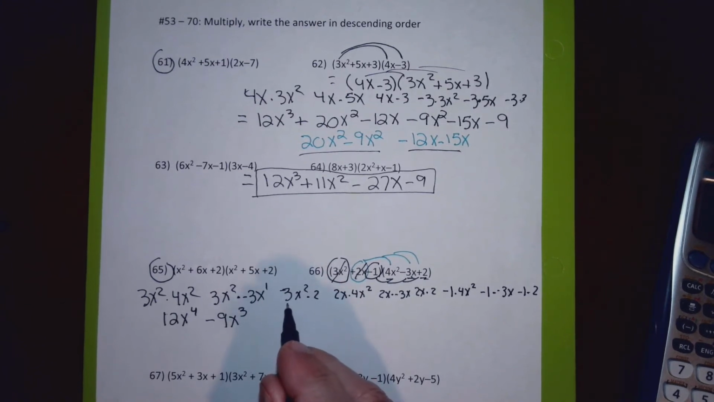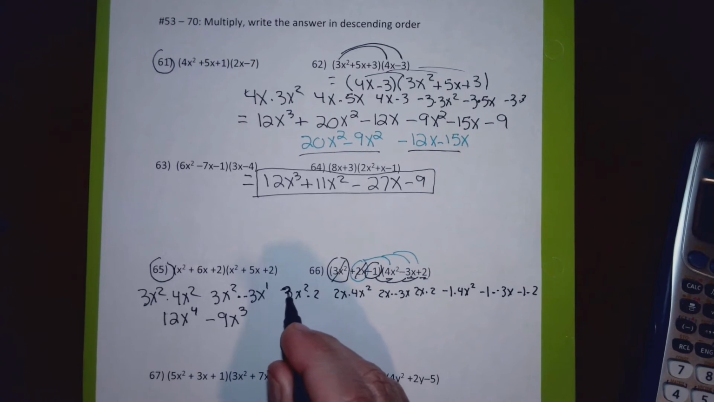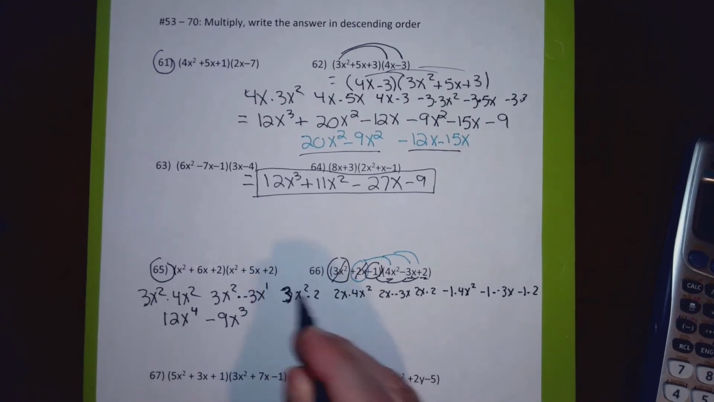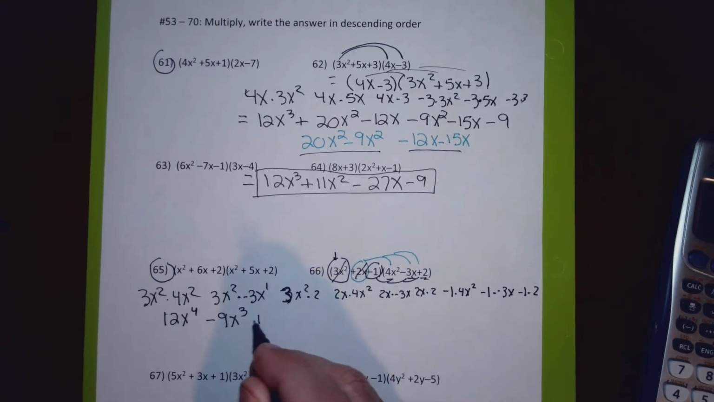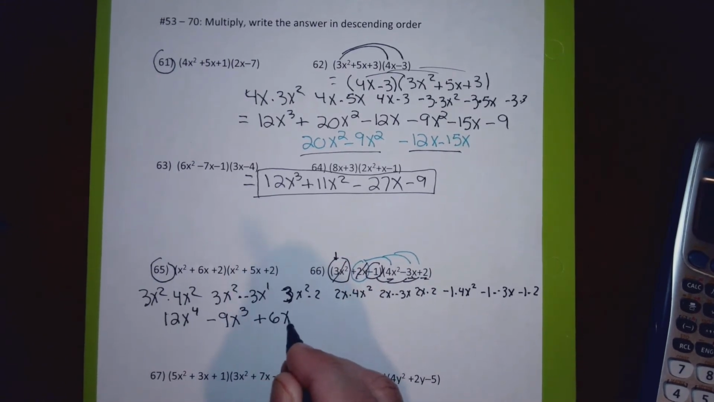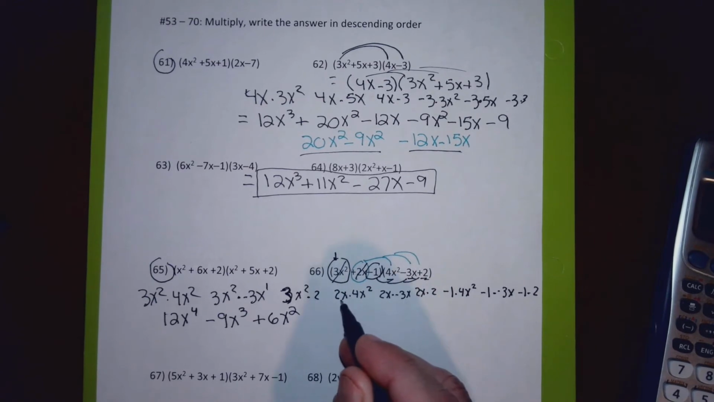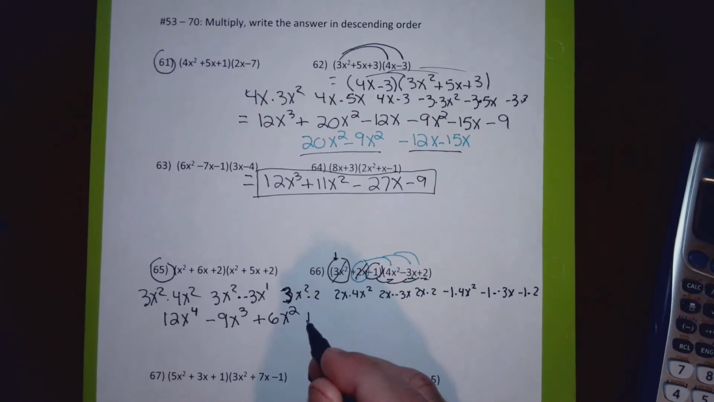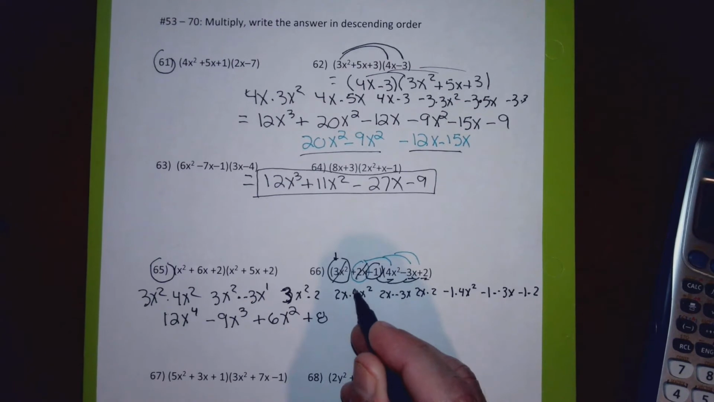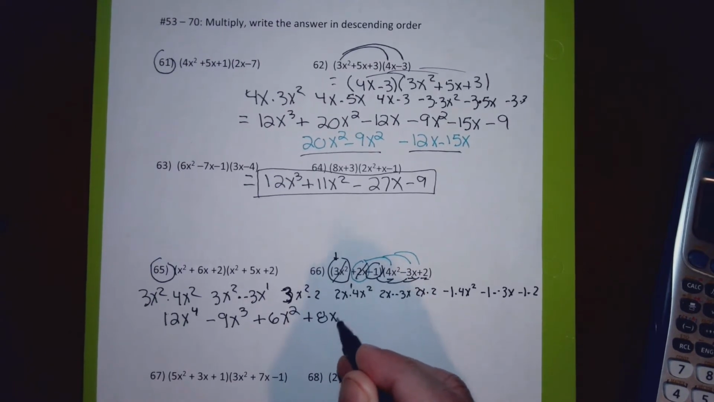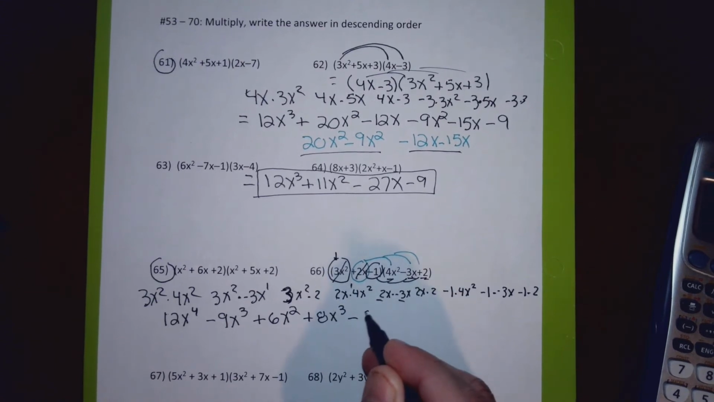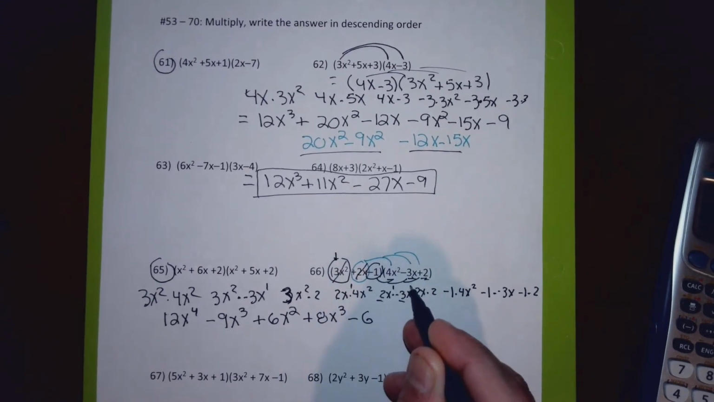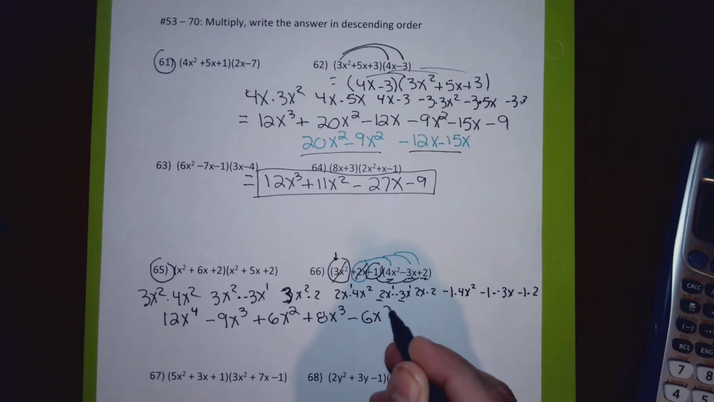Third multiplication, 3x squared times a positive 2. It's this positive 3 times that positive 2, so 3 times 2 is positive 6, and I leave the x squared. Next multiplication, 2 times 4 is positive 8. Add the exponents of 1 and 2 on the x's and get an x cubed. Then 2 times minus 3 is minus 6. Add the exponents of 1 and 1 on the x and get an x squared.